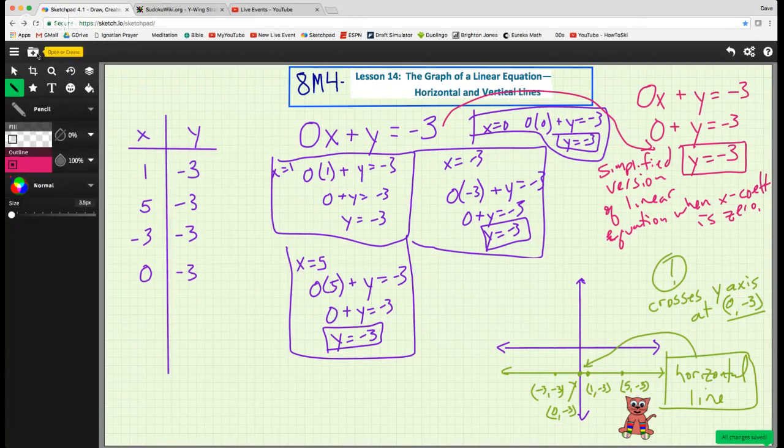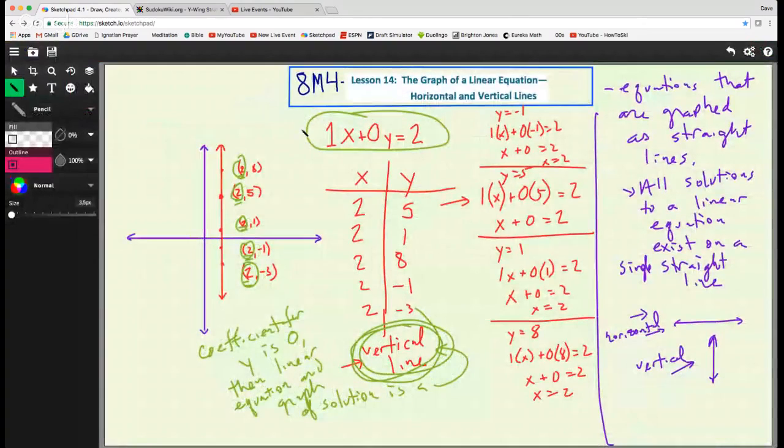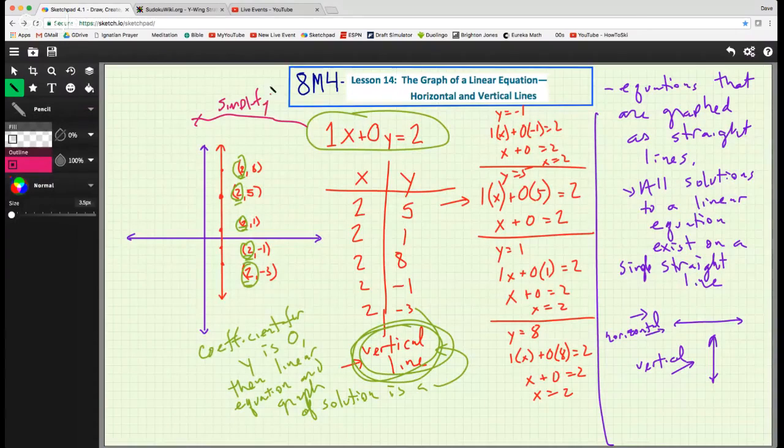Let's go back and see if we can simplify this. Can we simplify this equation? And the answer is, of course we can, because 0 times y is always 0. So the simplified version of this equation is x equals 2. Now notice what's going on here. X equals 2. We cross the x-axis at the x-intercept 2 comma 0.